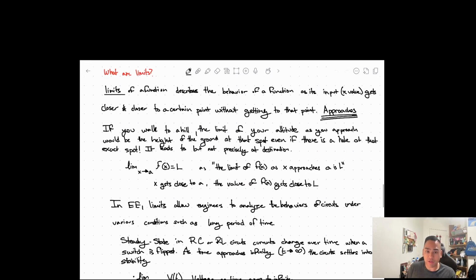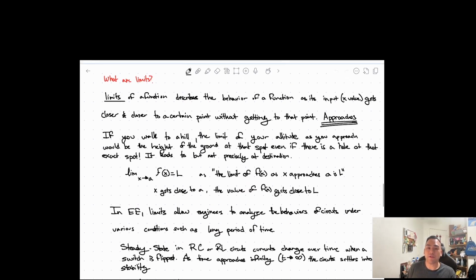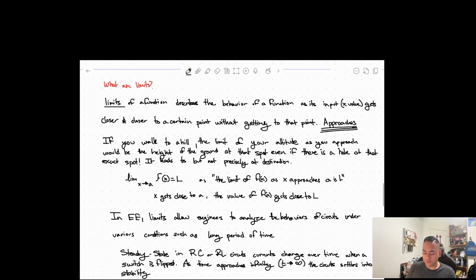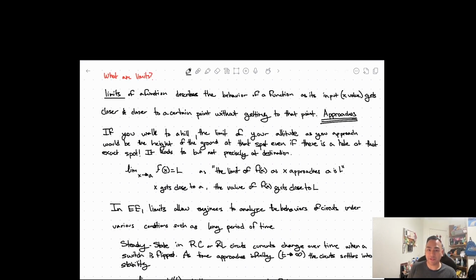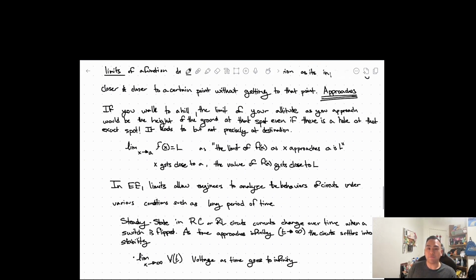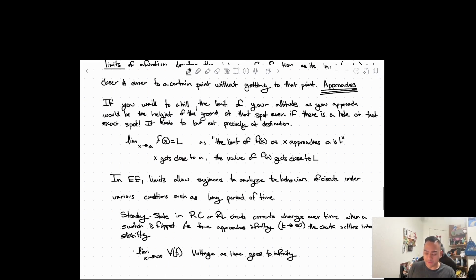So what are limits? Well, the limit of a function describes the behavior of a function at its input. So basically, its x value as it gets closer and closer to a certain point without getting to that point. The key word here is approaches, which I've underlined 3 times. If you imagine yourself walking up a hill, the limit of your altitude as you approach would be the height of the ground at that spot, even if there's a hole in it.